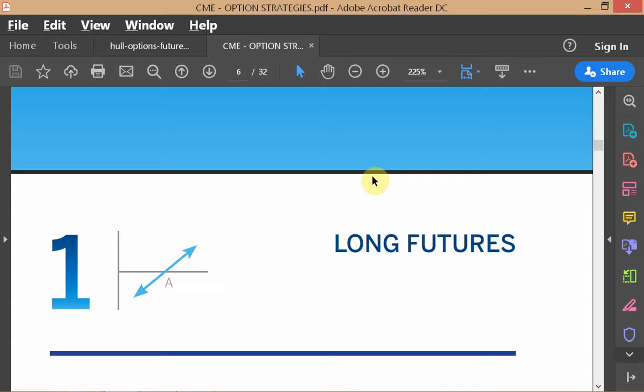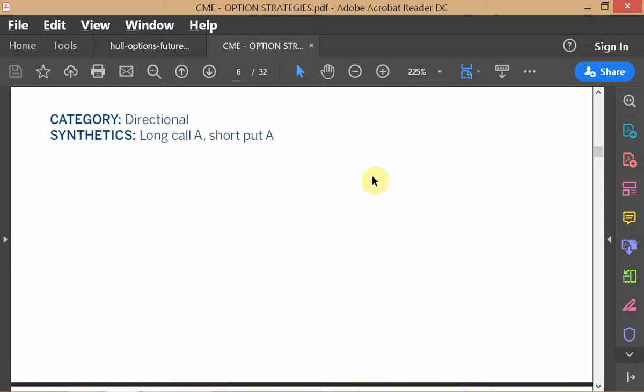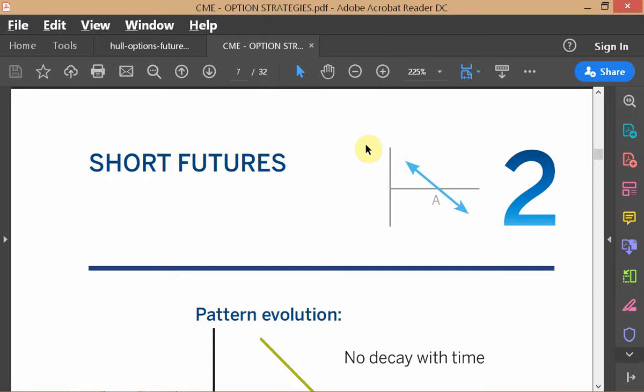This is shown in this book as long futures. This is your first diagram, but long futures, long spot, long forwards, as far as the payoff is concerned, without time value of money, give the same output. This book is there in your finance reference. You can download it.